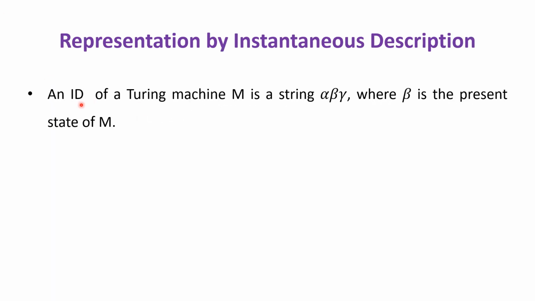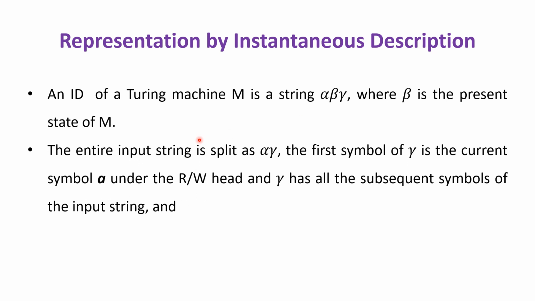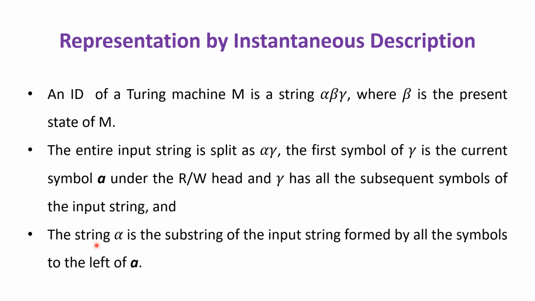An instantaneous description of a Turing machine M is a string αβγ, where β is the present state of M. The entire input string is split into α and γ, where the first symbol of γ is the current symbol A under the read-write head, and γ has all the subsequent symbols of the input string. And the string α is the substring of the input string formed by all the symbols to the left of A.